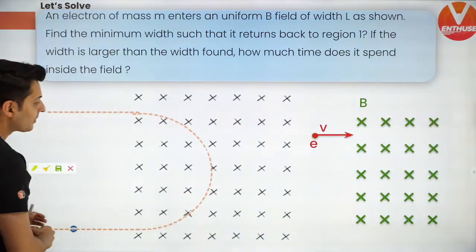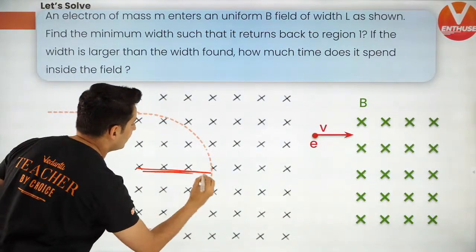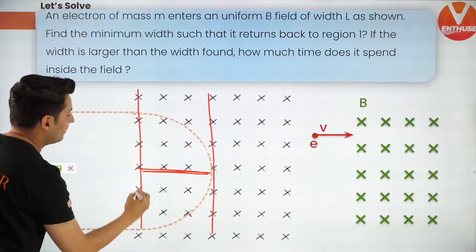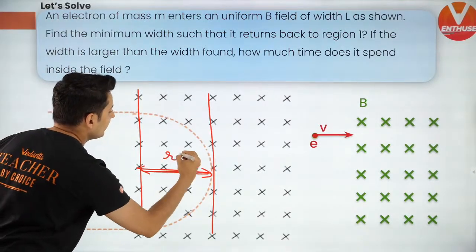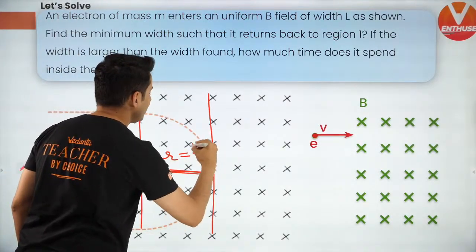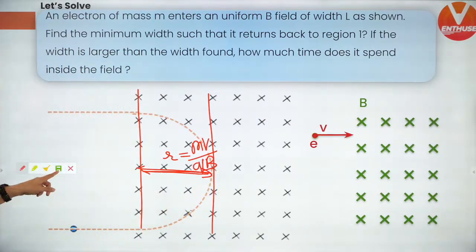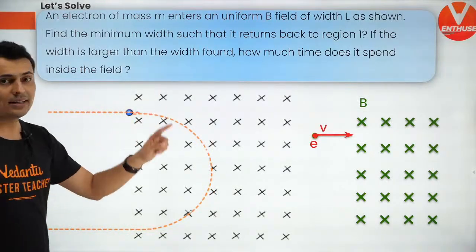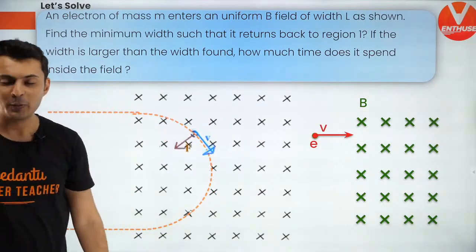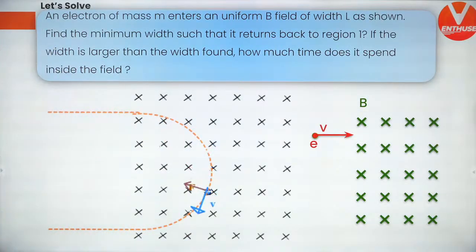So that means how much should be the minimum distance of that field? It should be equal to the radius. And what is the radius, guys? It is mv by qB. So that's the answer for the first question. The minimum width will be mv by qB. Very good.